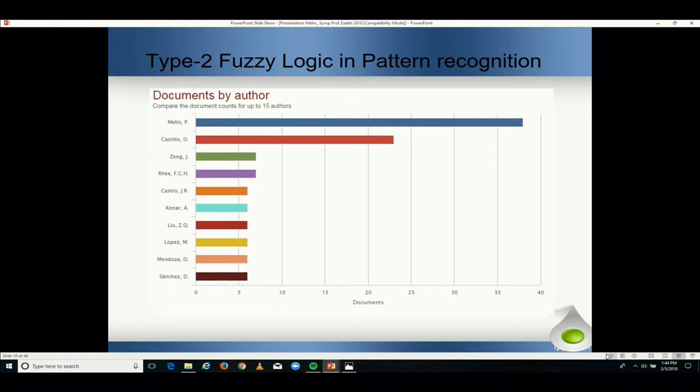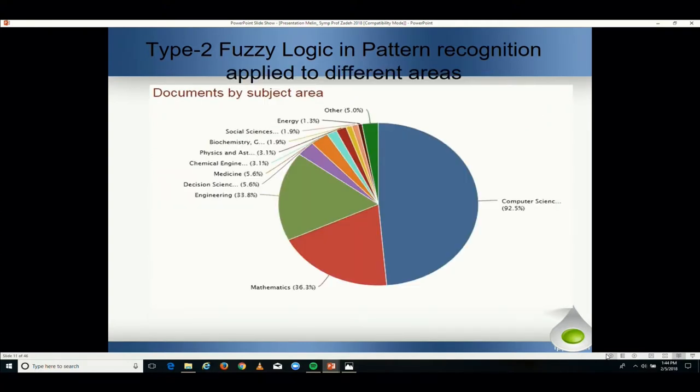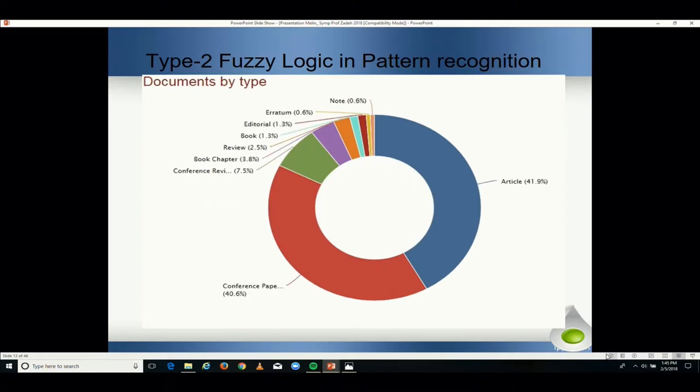And this is the application area from papers for type 2 fuzzy logic in pattern recognition applied to engineering, digitalization, medicine, chemical engineering, etc. And computer science is the most. And this is documents by type of documents from type 2 fuzzy logic in pattern recognition: mostly articles, conference papers, book chapters, books, editorials, and erratum notes.